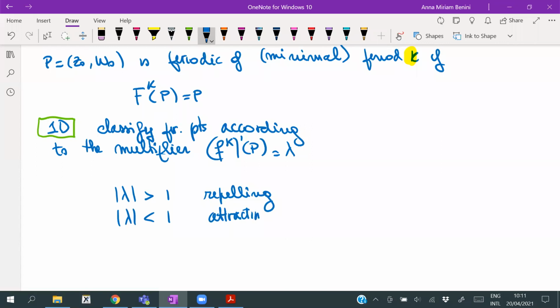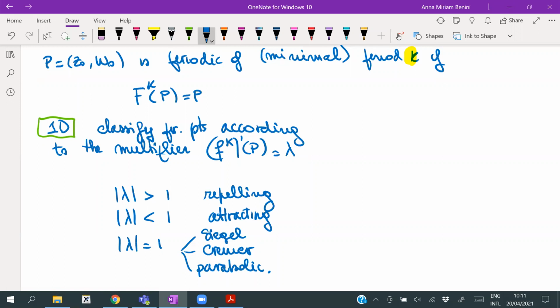I don't want to get into this. If your modulus of lambda is equal to 1, you have several subcases. If it's linearizable, it's the center of a Siegel disk. If it's not linearizable with an irrational rotation number, it's a Cremer point. I'm not going into this because I think you all know it. And if it's a root of unity, it's parabolic.